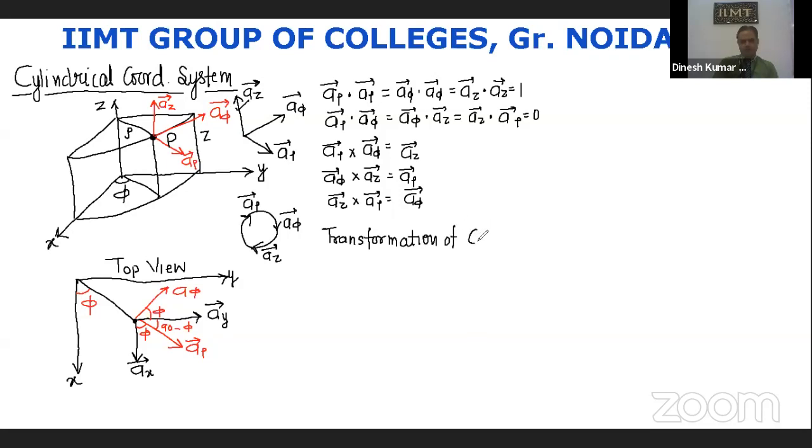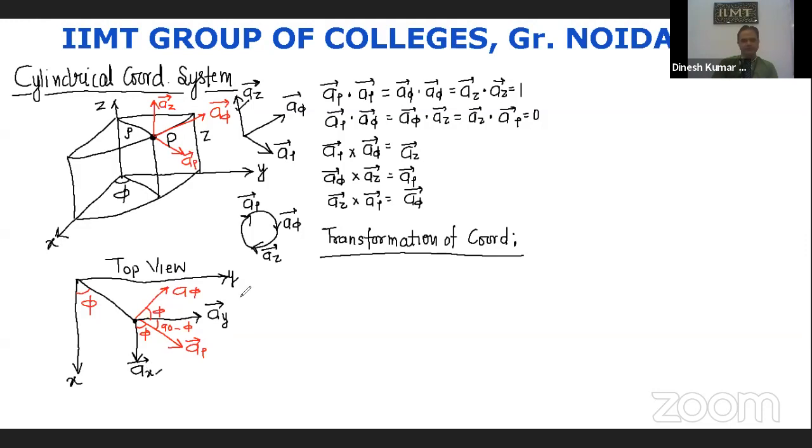Transformation of coordinates. The first part is transformation of coordinates, and in the second part we will learn the transformation of vectors. So now give attention to the diagram given below. This is the top view of the figure above. In this top view, I have incorporated the six unit vectors, both from the rectangular coordinate system as well as the cylindrical coordinate system. The unit vectors shown in black ink are from the rectangular coordinate system.